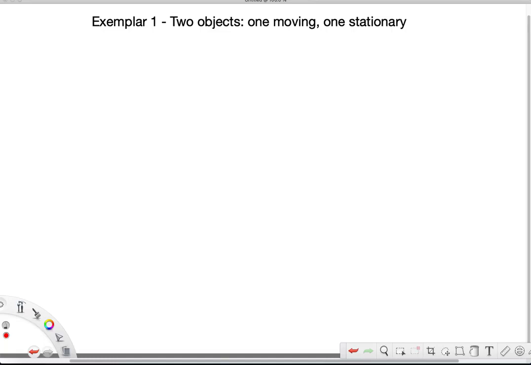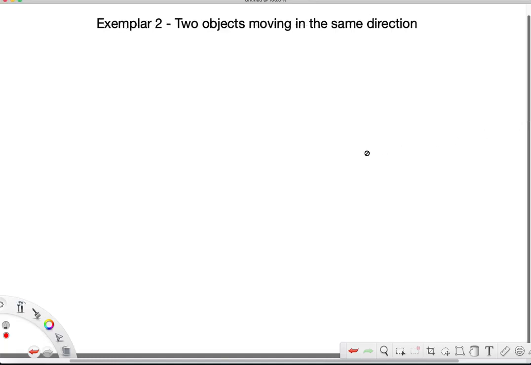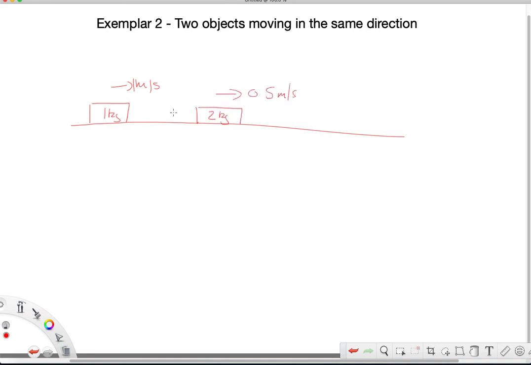So let's now consider two objects moving in the same direction. Let's say we've got one kilogram, 1 meter per second. And we've got, let's say, 2 kilograms moving at 0.5 meters per second, because I want this one to catch up with that one.